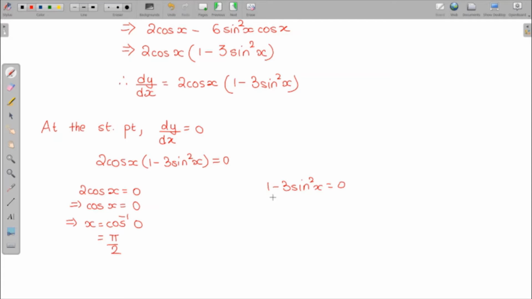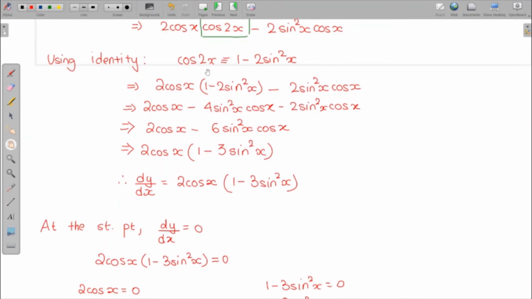Okay, and here let's arrange this equation. So if I take 3 sine square x on one side, this will become 3 sine square x equal to 1. Next, if I want to make sine square x the subject, this will become 1 over 3. So when I take the square root, I have to put a plus minus sign, and this can be written as plus minus 1 by root 3, because the square root of 1 will give you 1.